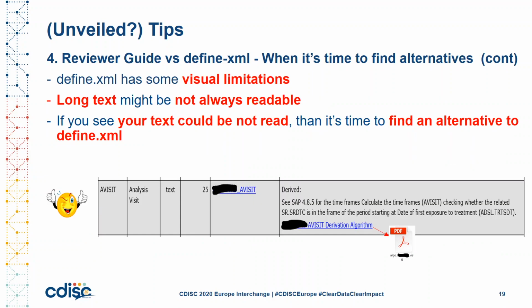One option would be to move the description of your complex and long algorithm in the reviewer guide, or in one appendix, or in an external file, and reference link to it from your define XML as shown here in this example.